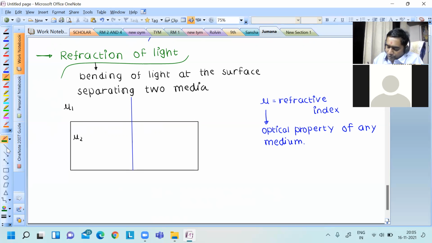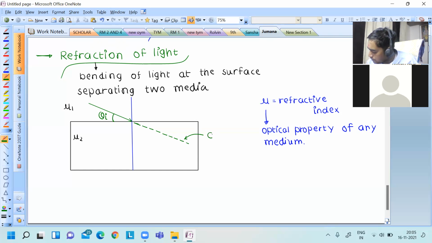Now let's draw a light. Let's say this is my incident angle, theta I. So can I consider this is the actual path of the light? Yes, where it was going. This is our actual path of light. But now since it's changed the medium, because of that, it starts bending.